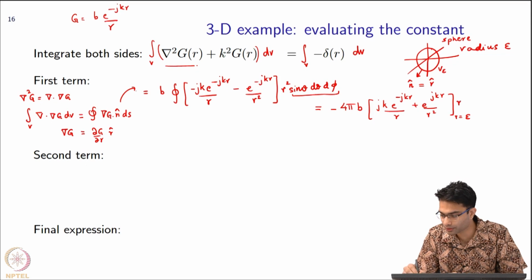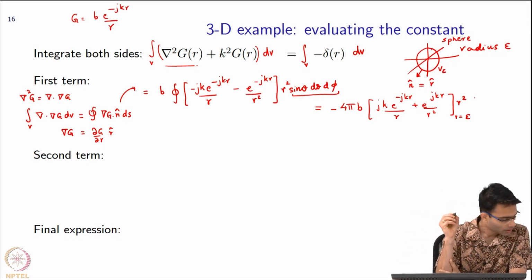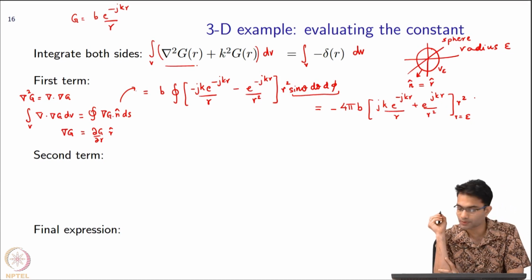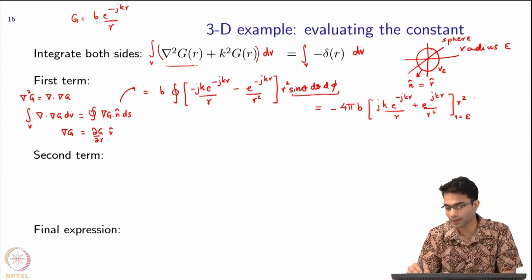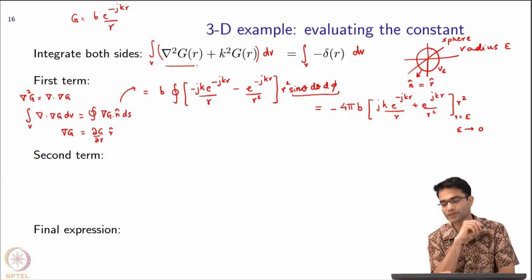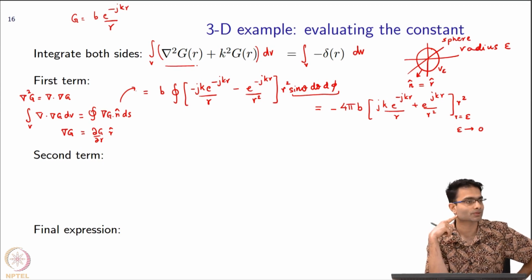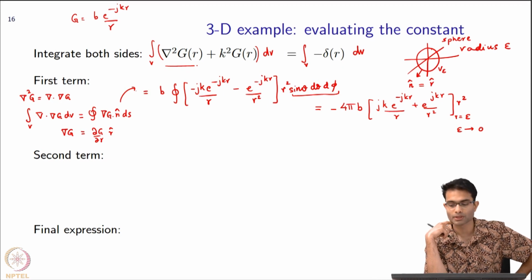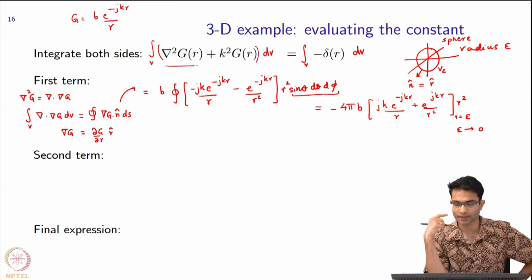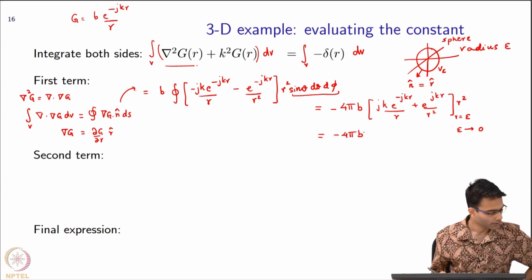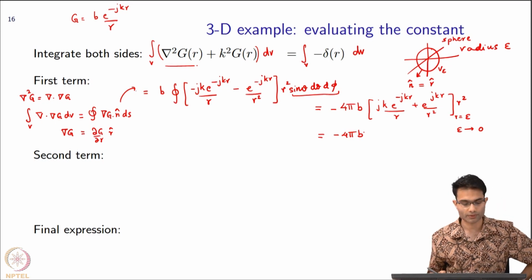There was an r square also, right? Yeah, there's an r square also. Which of these terms will survive if I take epsilon tending to 0? Only the second term, because r square cancels off. As r equals epsilon and epsilon tends to 0, what happens? The first term goes to 0, second term survives, and what do I get? Minus 4 pi b. Okay, very good. So that was the first term.